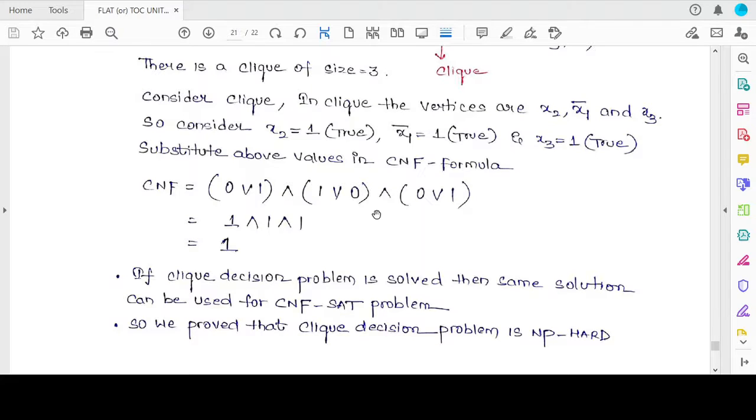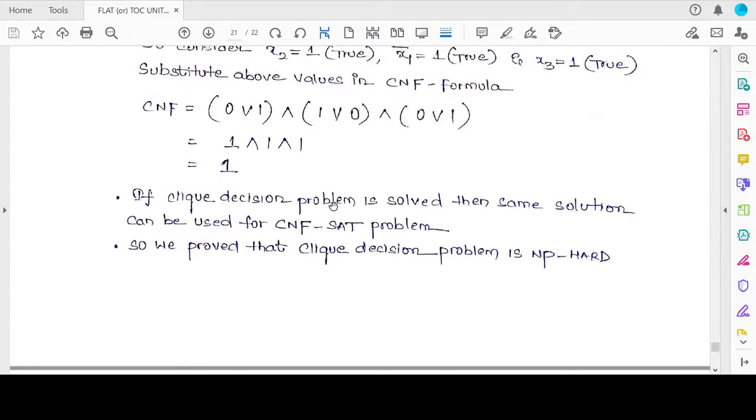So that is the satisfiability problem, and then we reduce this satisfiability problem to the clique decision problem, and we solved the clique decision problem. Okay, and we proved that the clique decision problem is NP hard. Why? Because the satisfiability problem is NP hard. So since the satisfiability problem is NP hard, the clique decision problem will also become NP hard. Why? Because the satisfiability problem has been reduced to the clique decision problem.